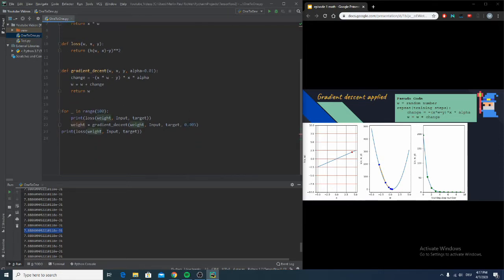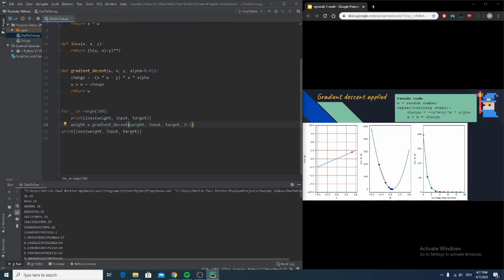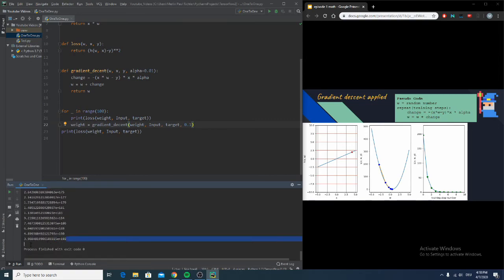It's pretty much it. You can play around with this alpha. If we set the alpha too high, like the 0.1 I mentioned before, we get this explosion. The loss is increasing by 100-fold every iteration. That's some huge number right here. Again, the e plus something means there are this many zeros after it, so that's a number with a lot of zeros. Yeah, that's basically it.